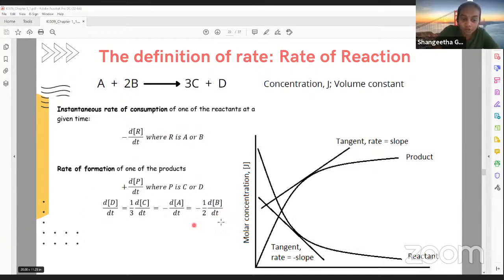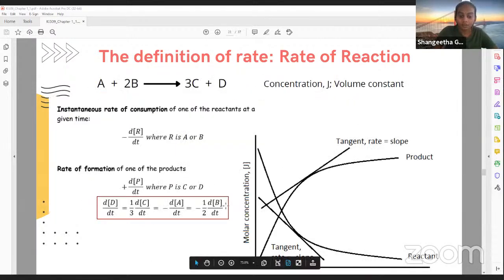So when you choose to compare, you have to write it together with the stoichiometry of the reaction. Now, this is for a general equation.